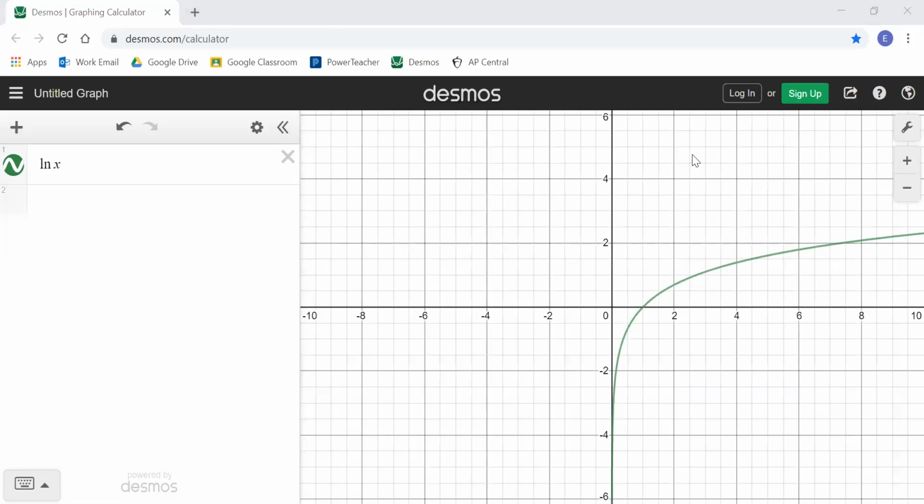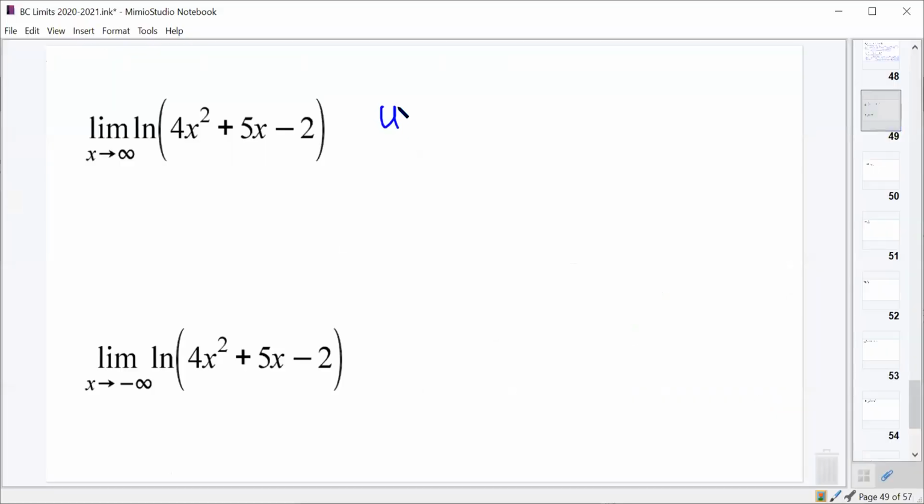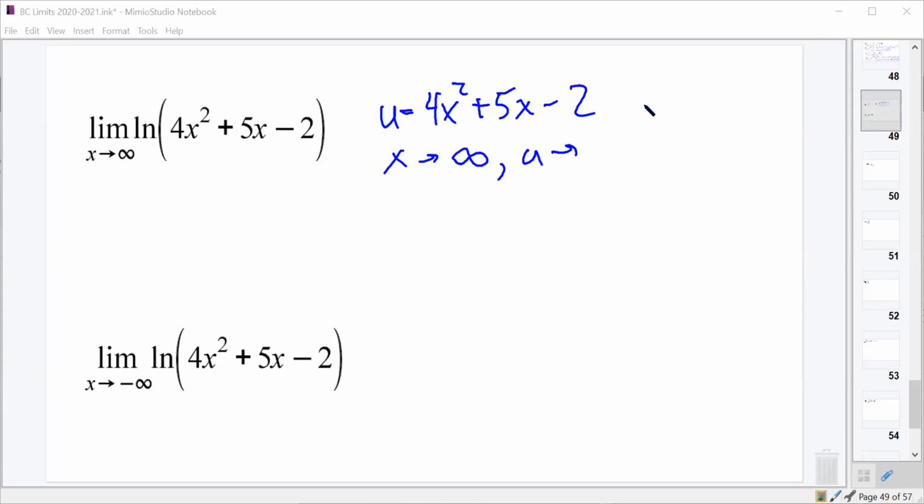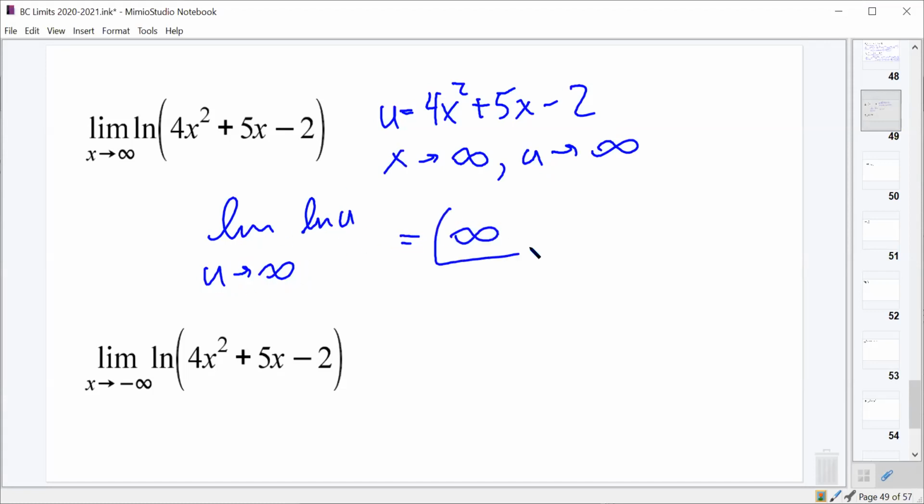So the substitution that we'll do is we'll let u equal 4x squared plus 5x minus 2, the argument of the natural log. And as x goes towards infinity, where is u going towards? Should also be infinity. Good. So we can rewrite this as the limit as u approaches infinity of the natural log of u. And as we just looked at on the graph, the natural log graph as we approach infinity increases without bound, albeit slowly, so it goes towards infinity. Everybody good with that one?